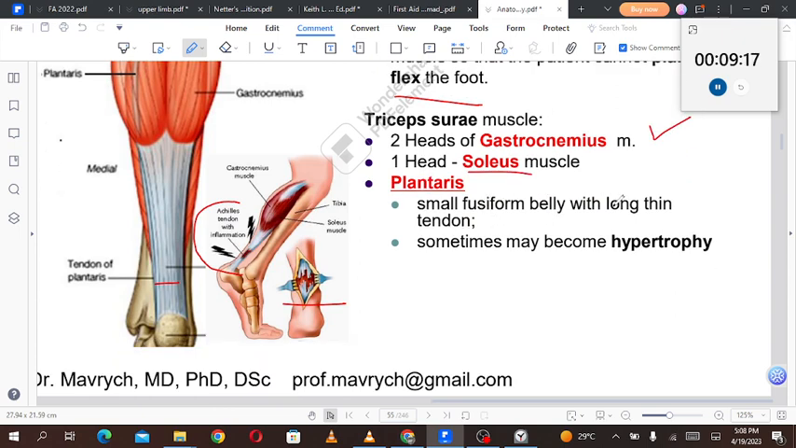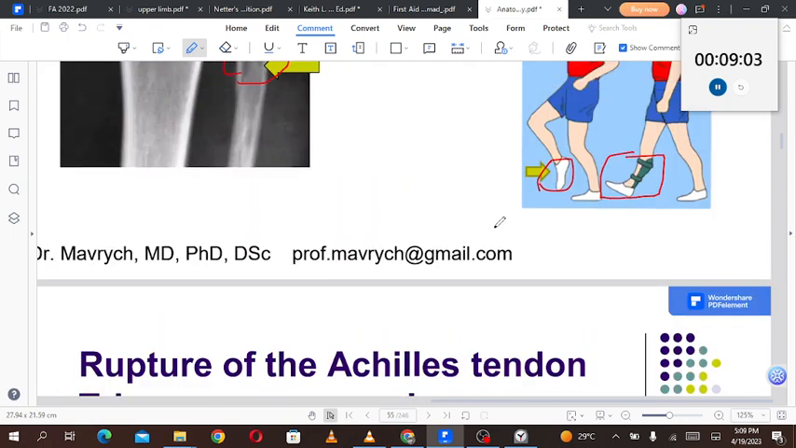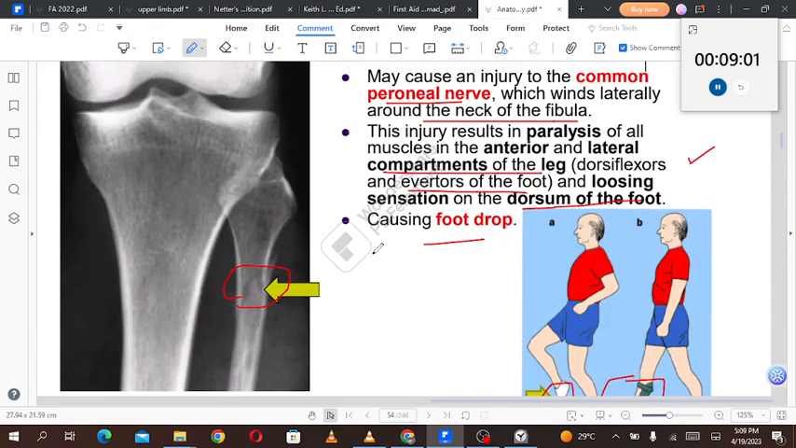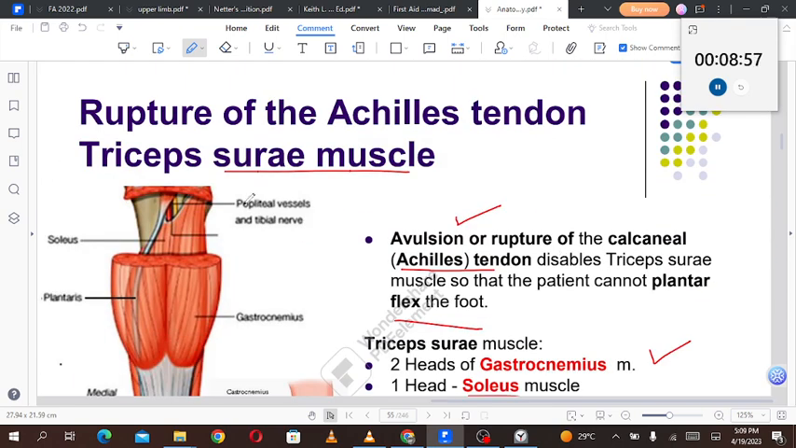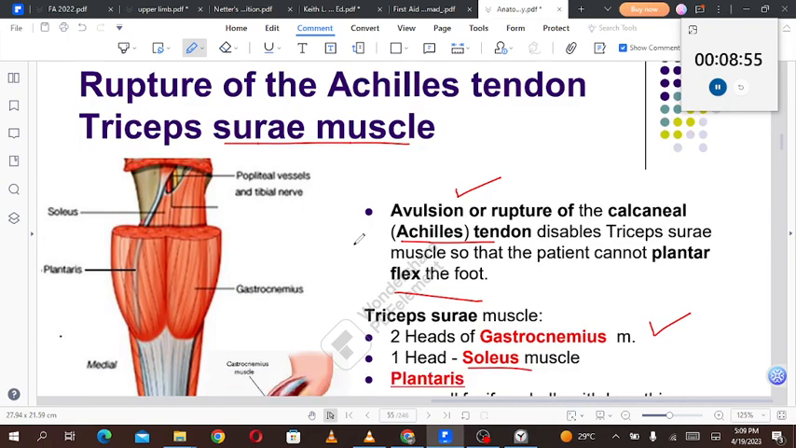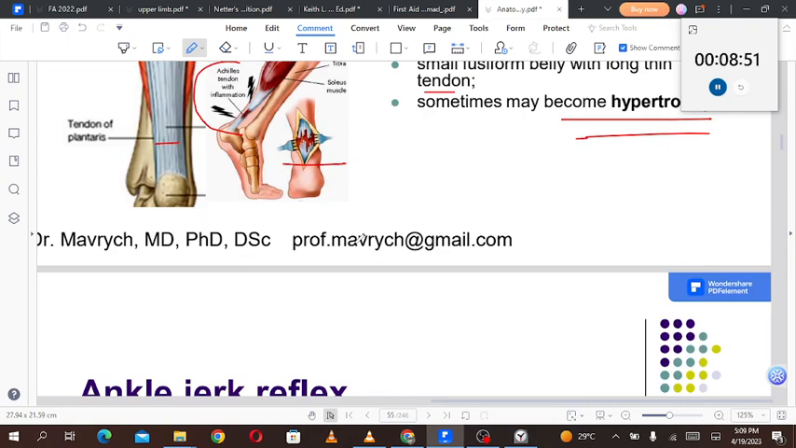Plantaris has a small fusiform belly with a long thin tendon, and sometimes may become hypertrophied when there is damage to these muscles. If that is damaged, the person cannot plantar flex the foot. That is the opposite of the injury to the common peroneal nerve, because in that case the person has excessive plantar flexion, that is foot drop. But in this case the person cannot plantar flex the foot. So remember, if there is Achilles tendon damage, plantar flexion is lost.